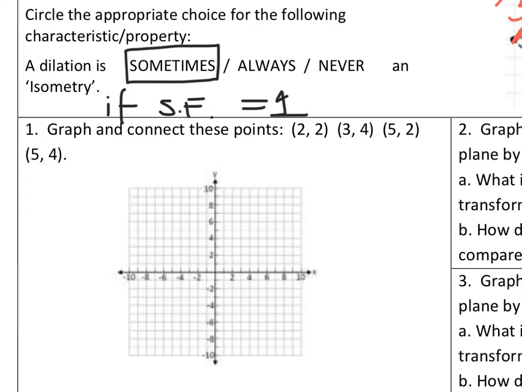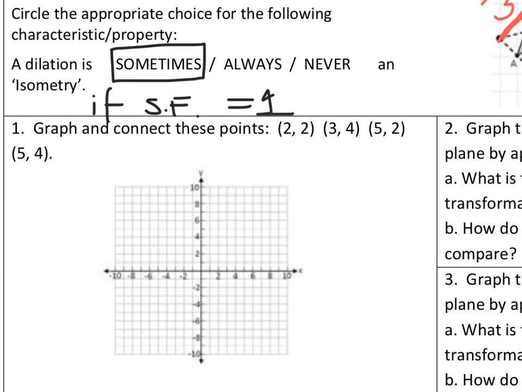So I'm going to do these points in red: the points (2, 2), (3, 4), (5, 2), and (5, 4). So (2, 2) is about there, (3, 4), (5, 2), and (5, 4). And we have this quadrilateral right here.